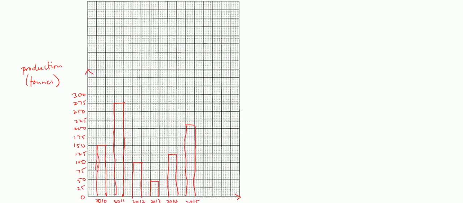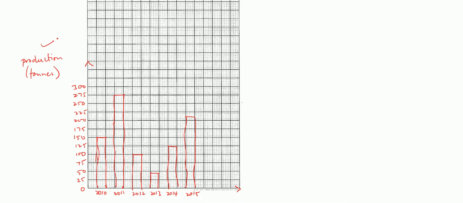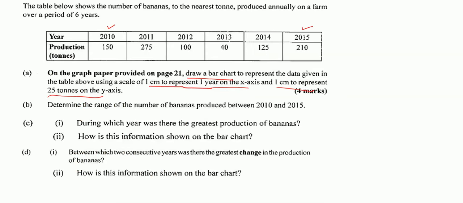So what I've done here, I've drawn a quick sketch of the graph. On the vertical axis, we have production in tons. On the x-axis, this is year. We have 2010 to 2015, and I've drawn a bar to represent each of the years. The first one, in 2010, was 150 tons, so this goes up to 150 here. In 2011 it was 275, which is what I did here. So basically, it's a straightforward graph. So that's part A.